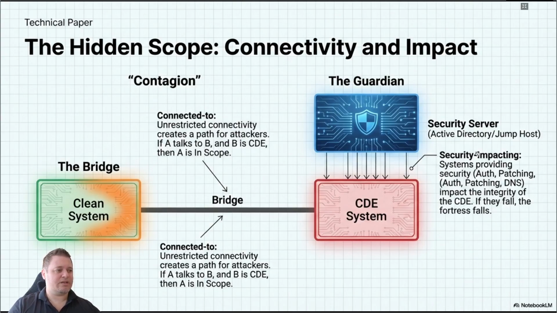Now the CDE can have a security server, Active Directory, jump host, security impacting systems, systems avoiding security, authentication, patching, authentication again, patching again. Don't know why I have it twice, but there it is. DNS impacts the integrity of the CDE. If they fail, the fortress fails.